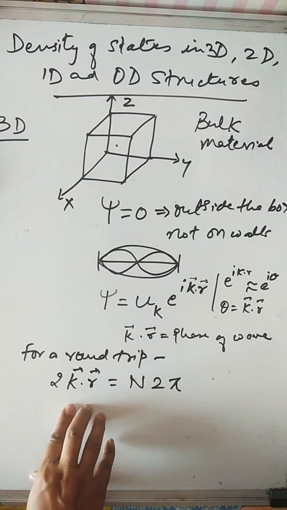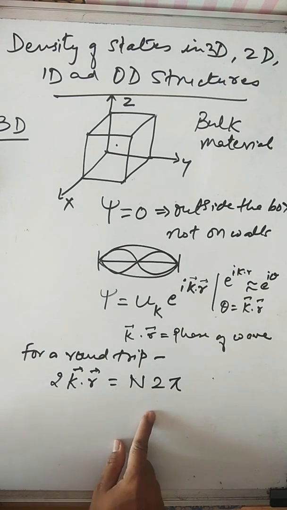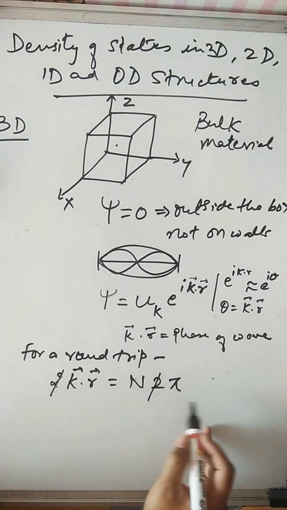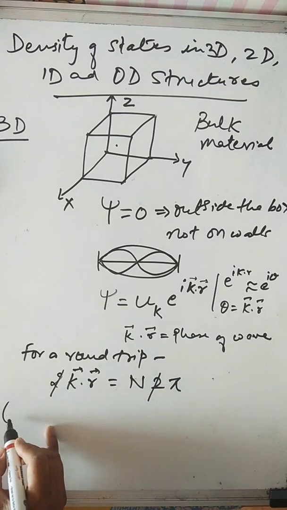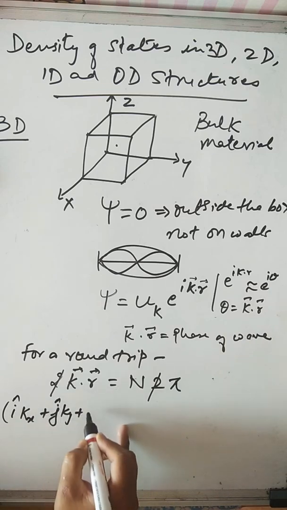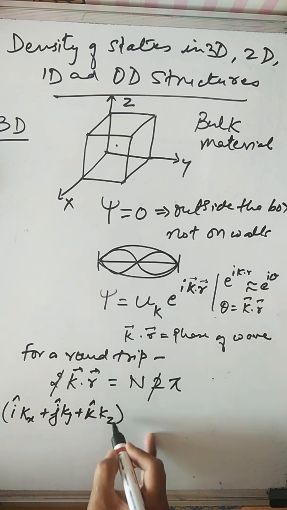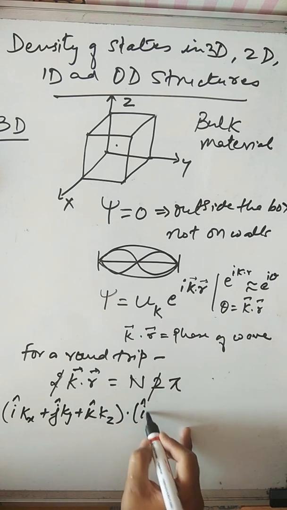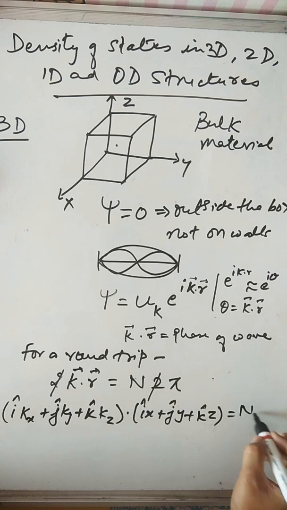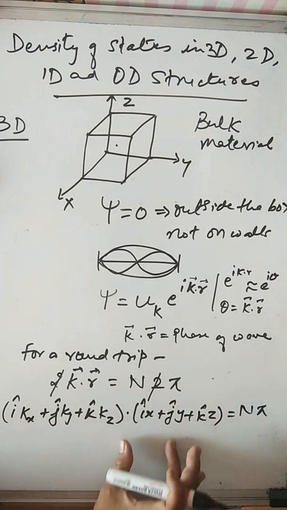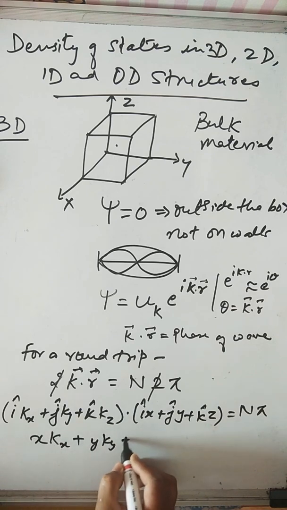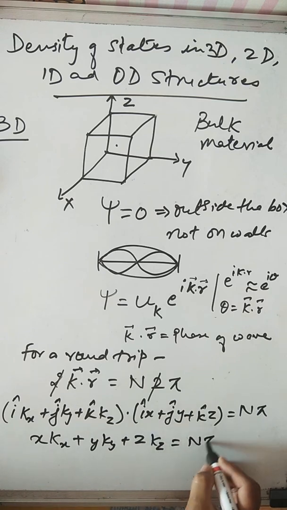So this is the relation for a standing wave we are getting, that twice of k dot r equals n times 2 pi, that is an integral multiple of 2 pi. Now we can simply cancel out the 2 from here and we get this term. Now I am putting the value of this k vector. The value of k vector will be i cap kx plus j cap ky plus k cap kz. This is the k vector dot product. Then we have i cap x plus j cap y plus k cap z. This is the position vector and it equals n pi. This is simply a dot product. You can do the dot product. What we get? We get xkx plus yky plus zkz equals n pi.